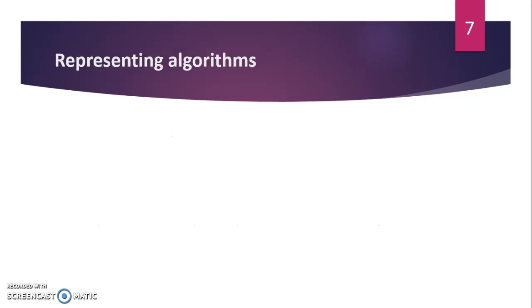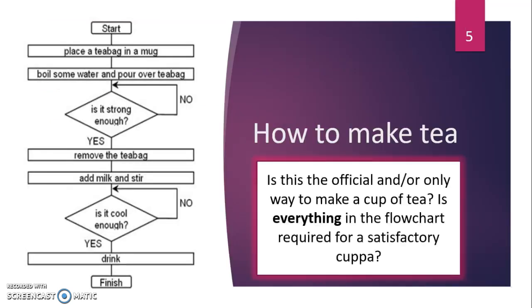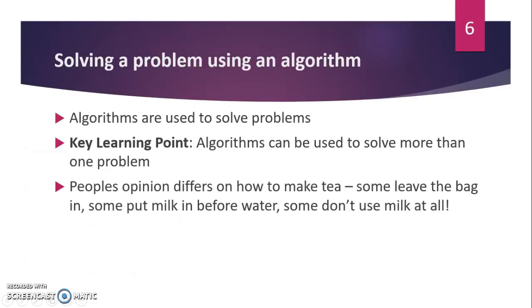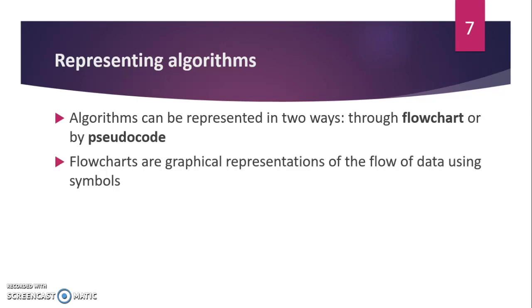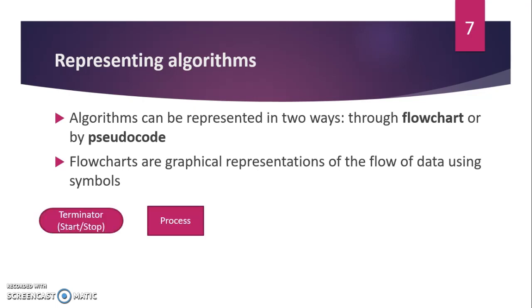Many solutions can be used to solve one problem, and an algorithm can be used to solve more than one problem. Now when we look at representing algorithms, you'll see on the last slide we used a flowchart. This is like a visual representation of the flow of data in an algorithm. When we look at representing algorithms, we can use a flowchart like that, or we can use pseudocode. Flowcharts, as I said, are graphical representations of data flow using symbols. So we have terminators, that's sort of the start-stop, processes, so this might be assigning a variable, it might be maths.